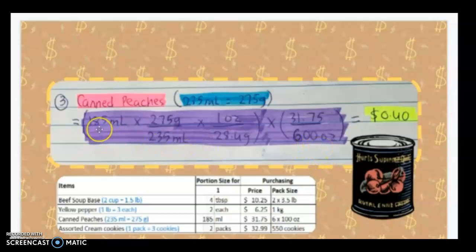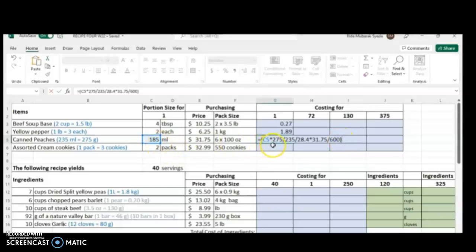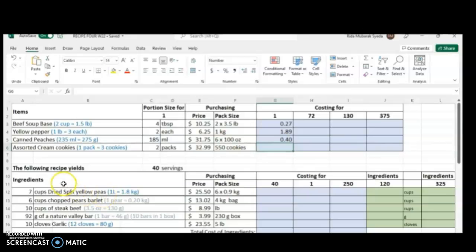And this is what my equation looks like: 185 times 275 divided by 235 divided by 28.4 times 31.75 divided by 600 ounces, and I get 40 cents as my price. Let's put that on our Excel. This is what my equation looks like, and when I press enter, I get 40 cents. Now let's move on to the last one, which is assorted cream cookies.